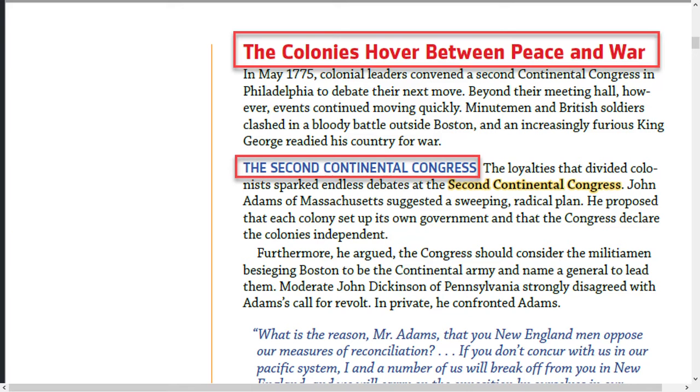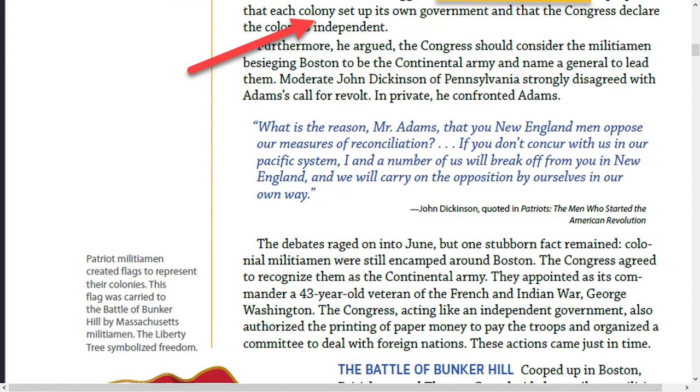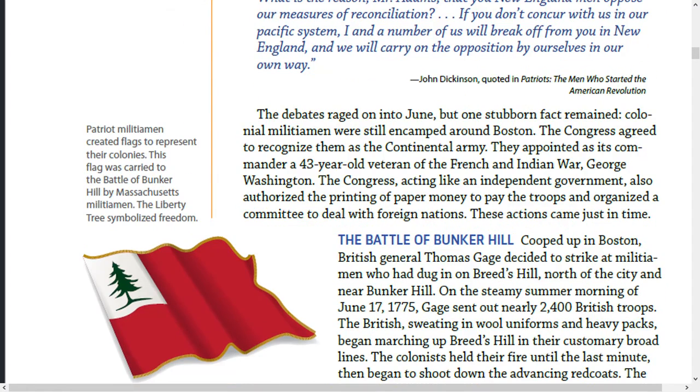The Second Continental Congress was set up so that they could begin a radical sweeping plan. Right here it says a sweeping radical plan. Radical is something that's wildly unusual and not normal. And so this plan, this wildly unusual and not normal plan, was that each colony would set up its own government and that Congress would declare the colonies independent. That's something you don't come back from. Once you declare your independence, you have to fight for it, or else the government that you're declaring independence from will consider you a traitor, and we hang traitors in this country.